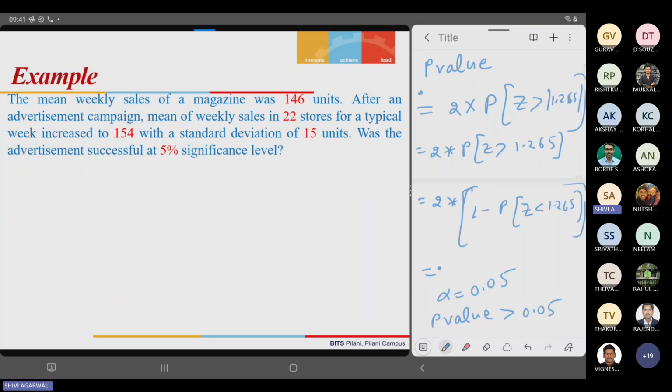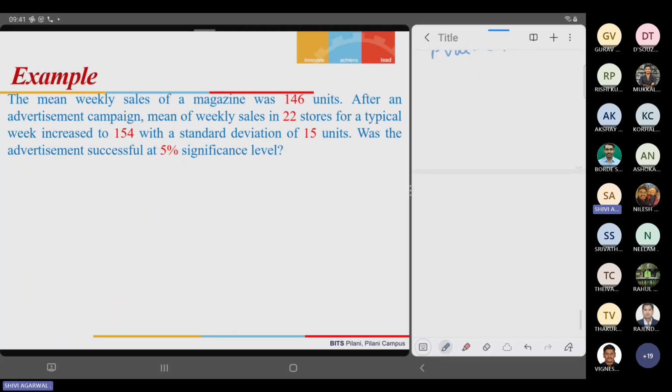Now another question. The mean weekly sales of a magazine was 146 units. Okay. So it is given as mu naught is equal to 146 units. After an advertisement campaign, the mean of weekly sales in 22 stores, so n is equal to 22 stores, for a typical week increased to 154. Increased. If we apply the advertisement campaign, definitely the weekly sales should increase. Or we are checking whether it is effective or not actually. So it is greater than 146.